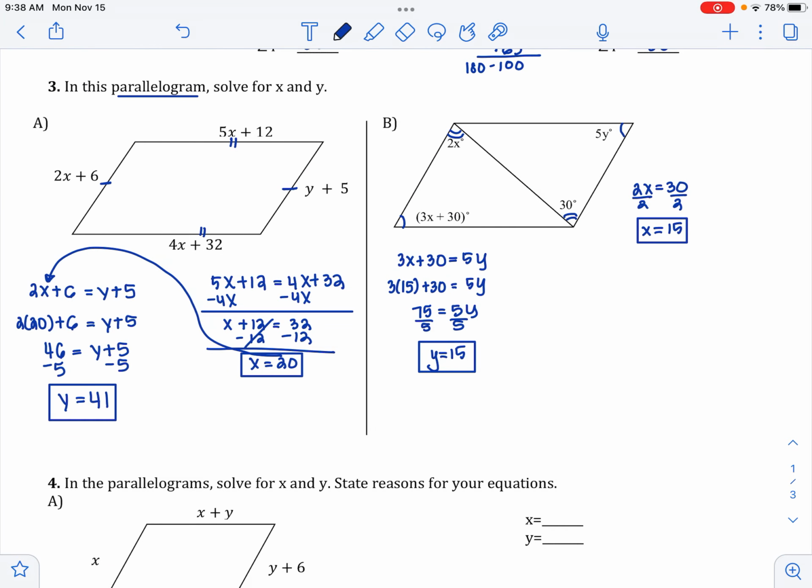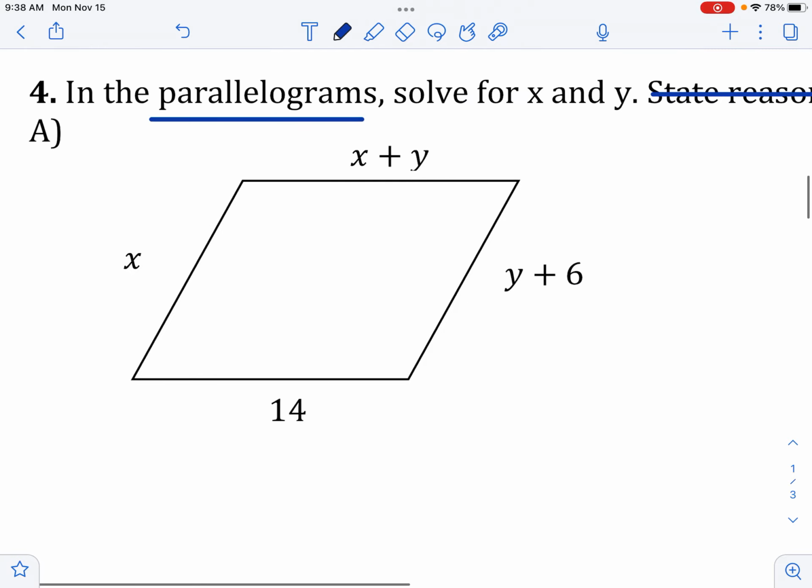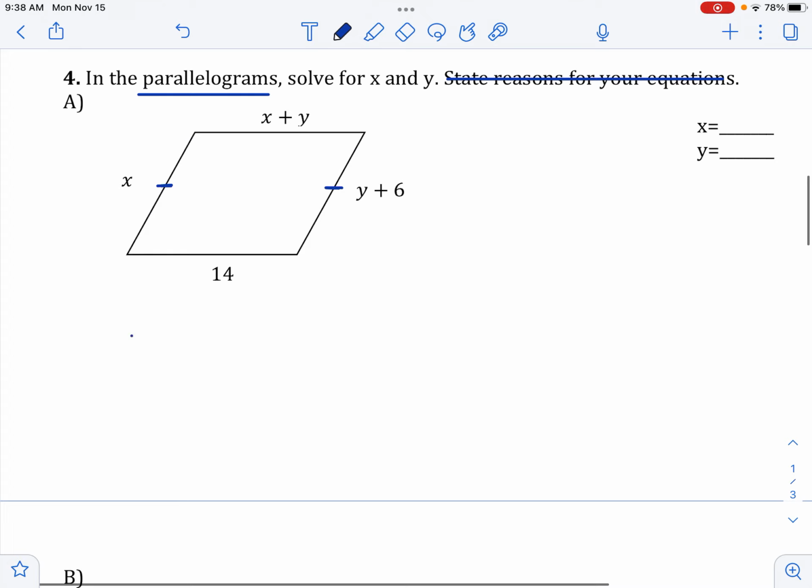there's x and y. All right, next one, in the parallelogram again, solve for x and y, state the reason for your equations. Okay, and we can cross off state the reason for your equations. That is something that we used to do, but we don't have to do that anymore. Okay, so we have sides again. I know opposite sides are congruent. So these two sides are congruent. That's x equals y plus 6. Can't solve that yet.